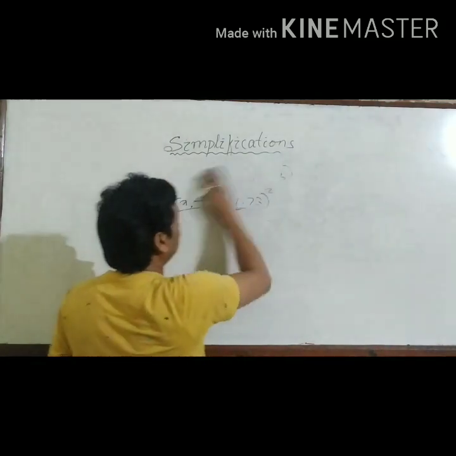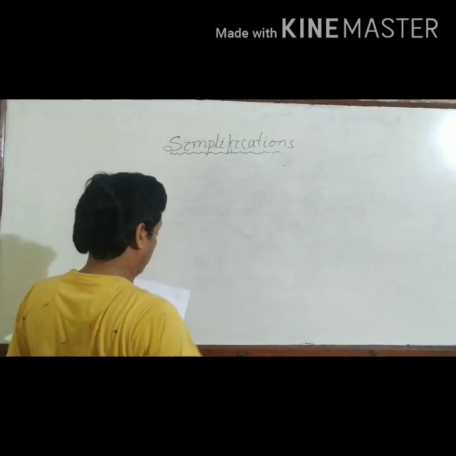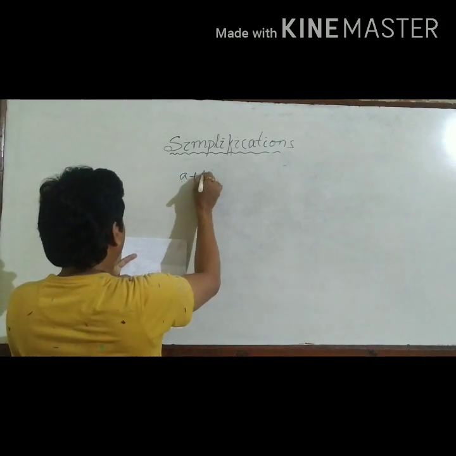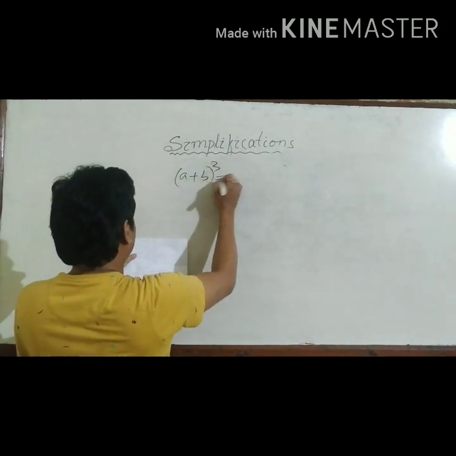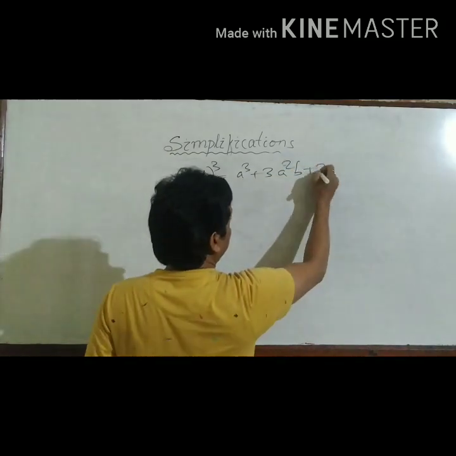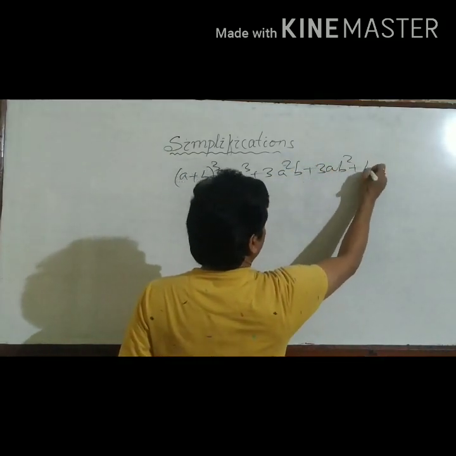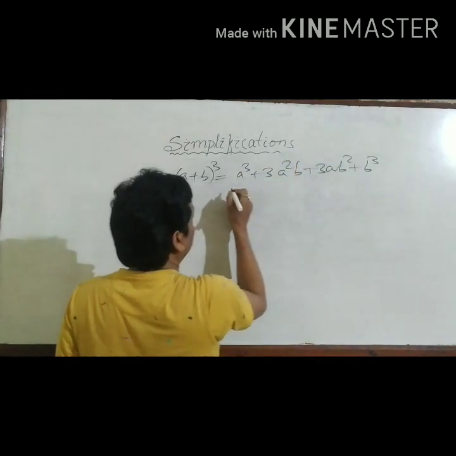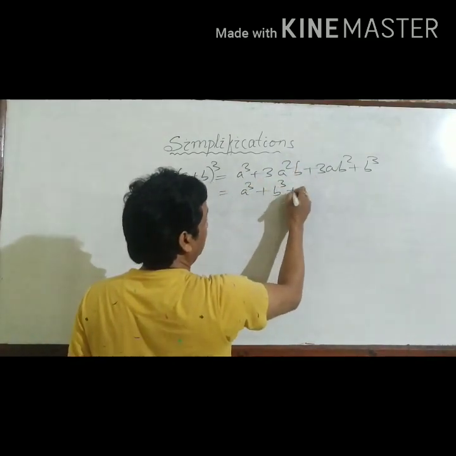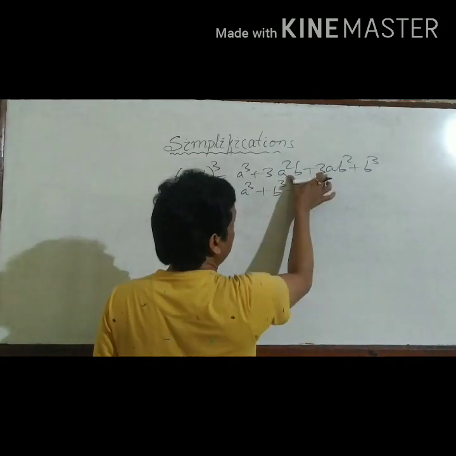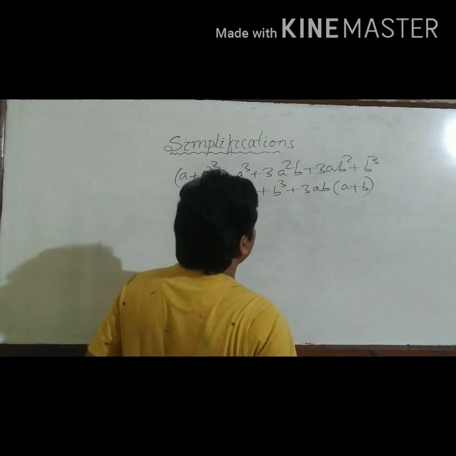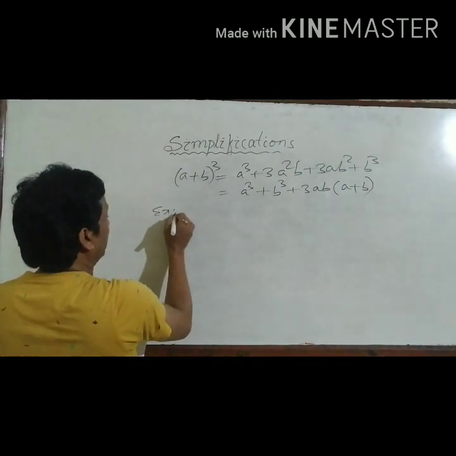Then see another formula. (a + b)³ will be a³ + 3a²b + 3ab² + b³. And I can write it like this: a³ + b³, and take 3ab common from the two terms, you will get (a + b). And I am giving an example of this type. See here.